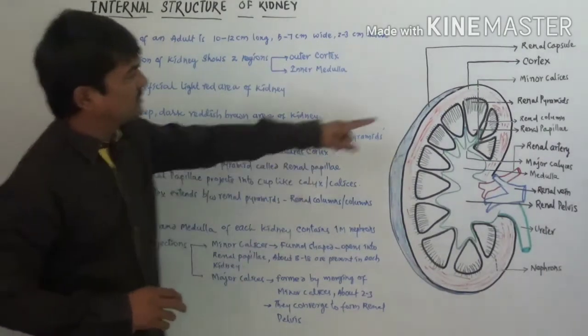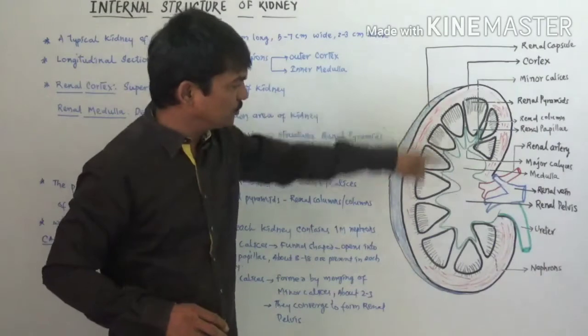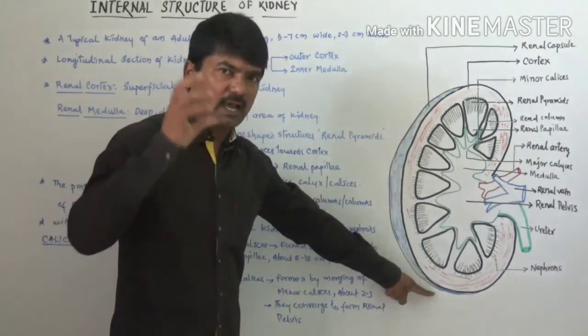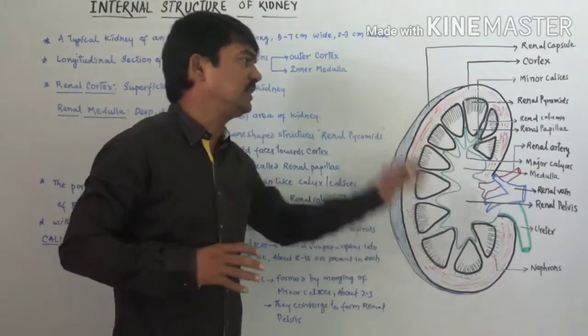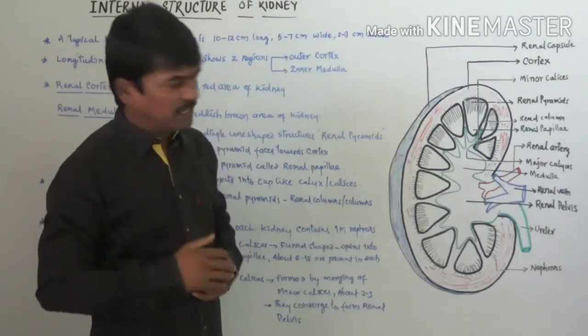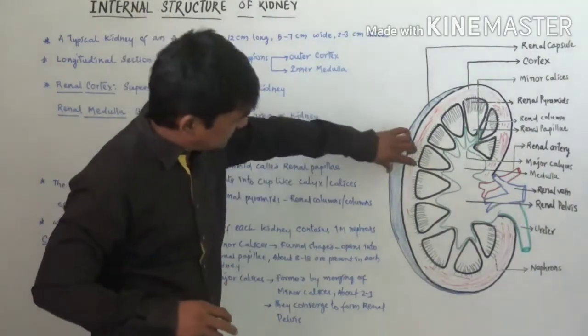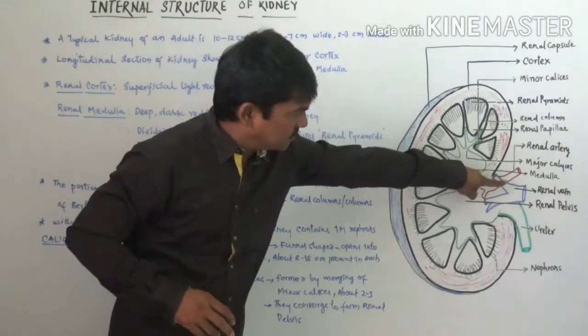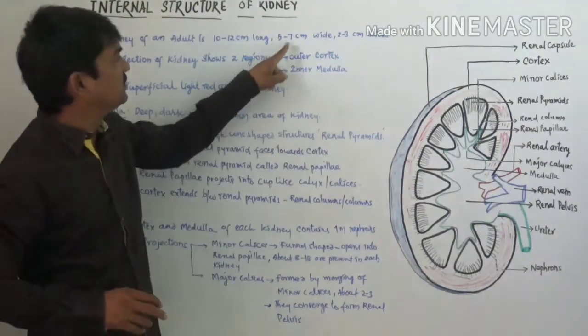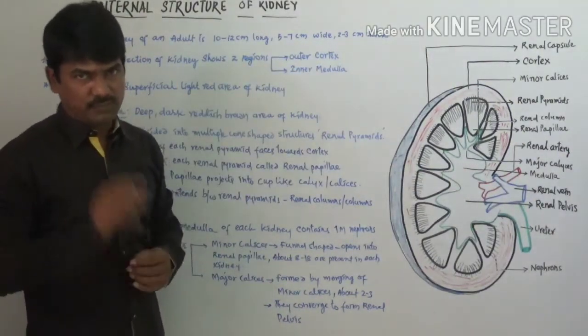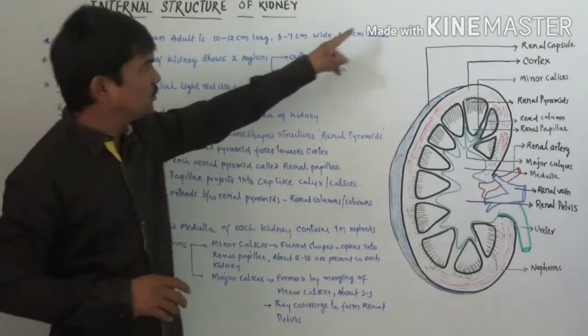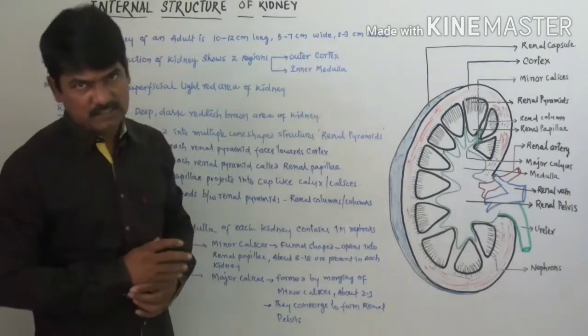So from the anterior end to the posterior end, the measurement is about 10 to 12 centimeters of length. And if you see the width, from this area to this area, that is about 5 to 7 centimeters in width. The thickness is about 2 to 3 centimeters.